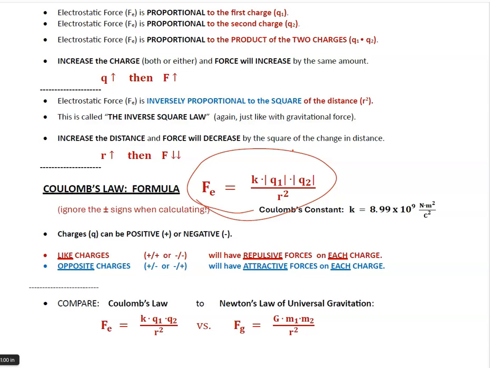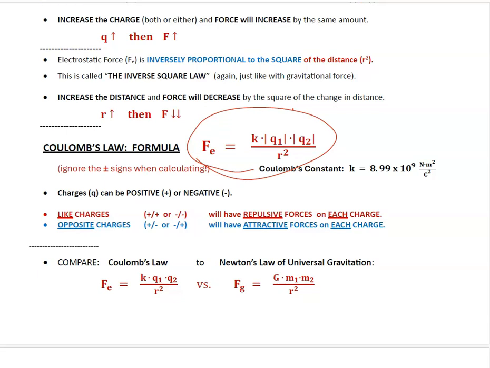Now, before we go on to a practice problem using Coulomb's law, I want you to take a look at this comparison between Coulomb's law and Newton's law of universal gravitation, which incidentally Newton worked out 98 years earlier. And you should notice a number of things. First of all, the structure of the two formulas is extremely similar.